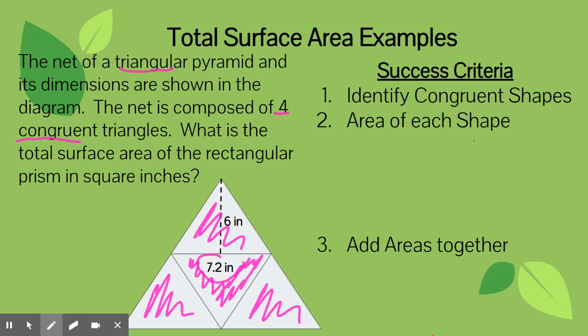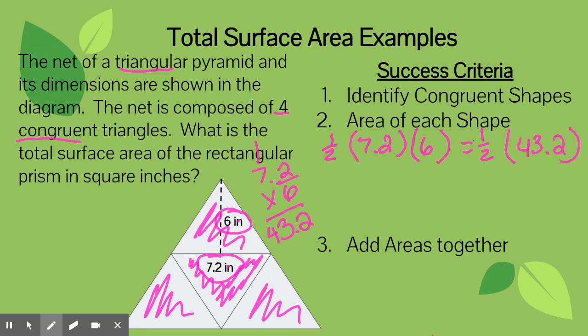So I have 7.2 and 6, our base times our height. So we're going to do 1/2 times 7.2 times 6. So let's do 7.2 times 6. That's 12. 7 times 6 is 42, plus 1 is 43. 1 decimal, so that's 43.2. So 1/2 of 43.2.